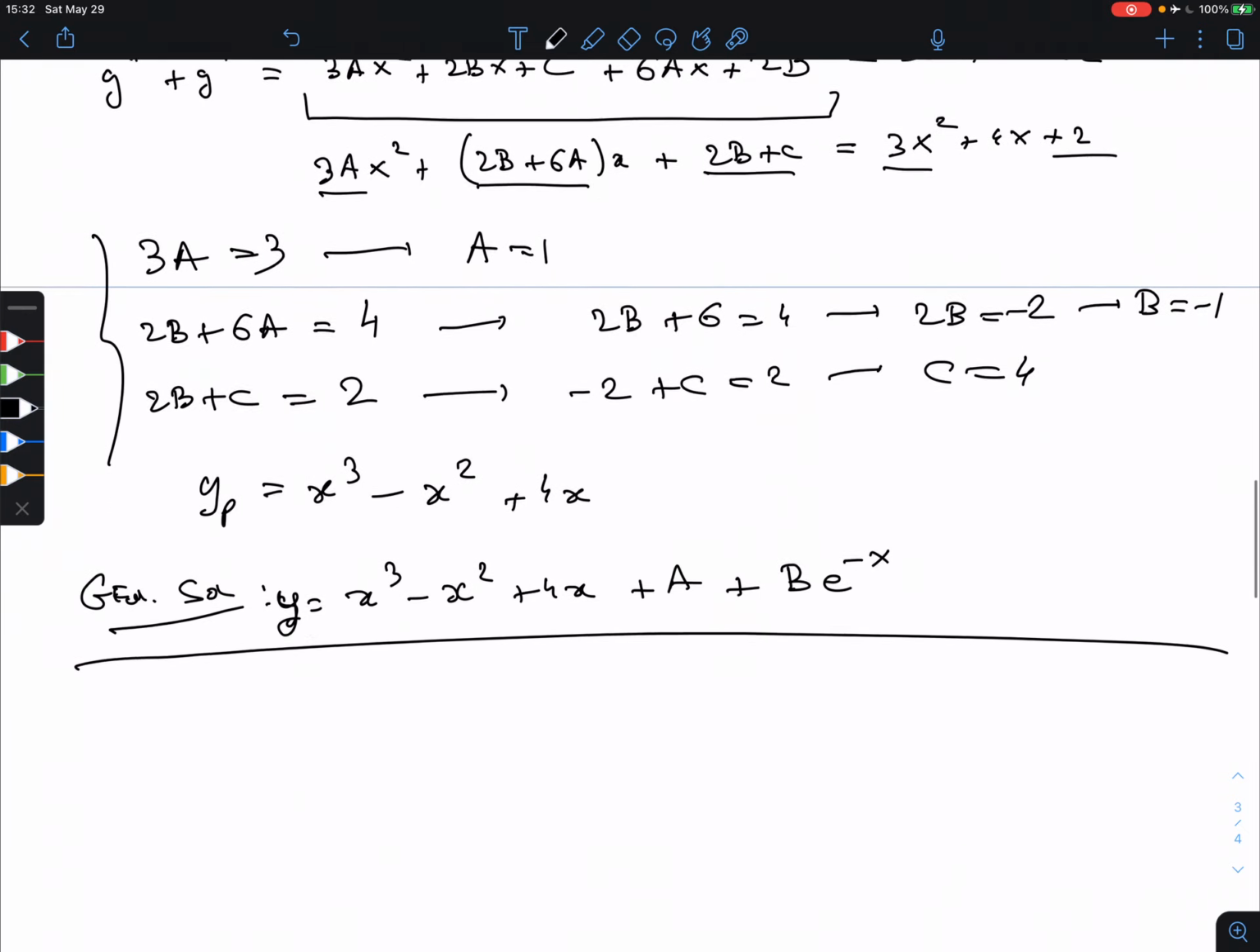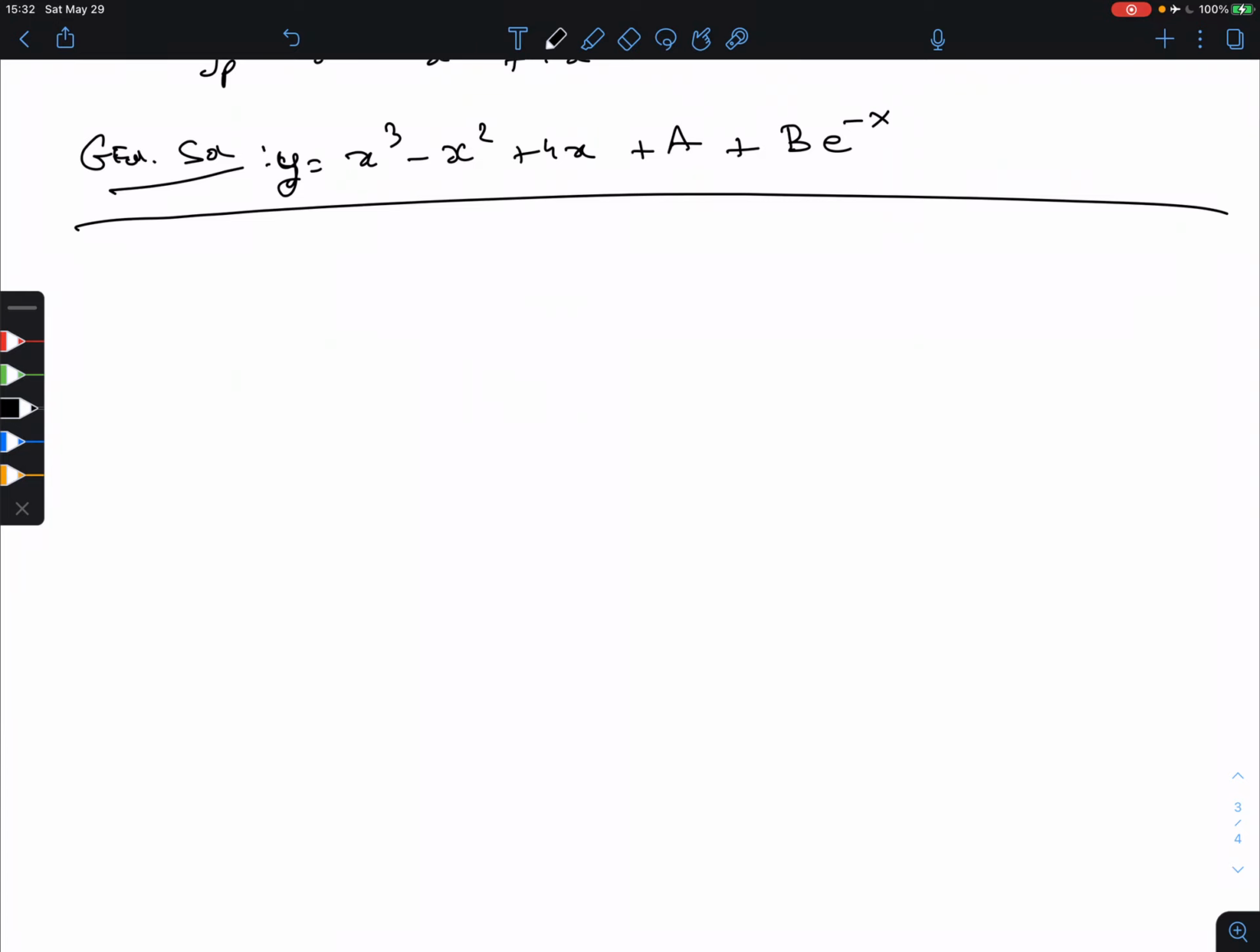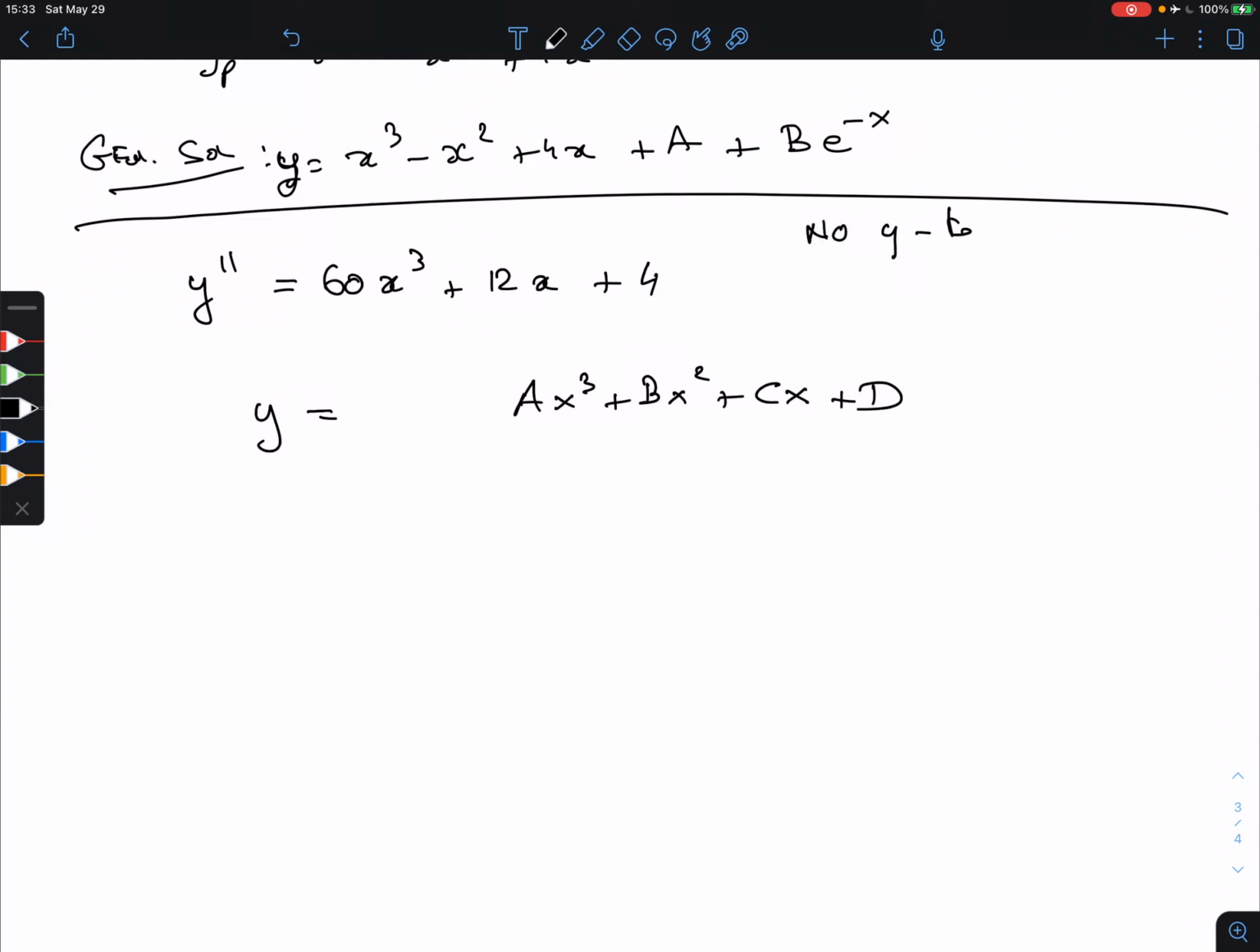But there is one more case, and this is this case here. y double prime equals 60x cubed plus 12x plus 4. So what is now going on here is, according to our scheme, we should put in y equals general coefficients. This is degree 3, so we should put in a degree 3 polynomial of general coefficients, right? This is what we should do. But what we have now, no y term. So that's already something. So we have to multiply with x because no y term.